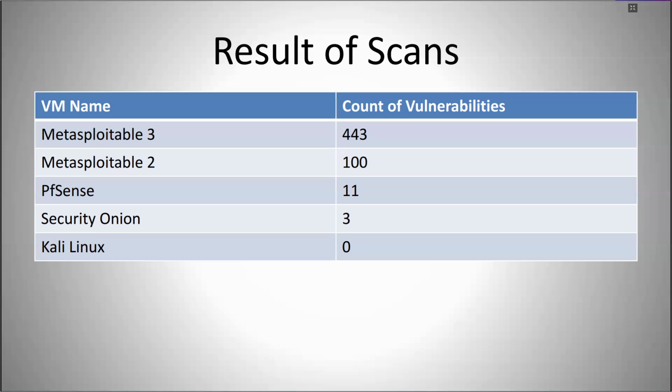As we can see on this screen, the Metasploitable 3 has the highest number of vulnerabilities with number 443. Followed by Metasploitable 2, which is 100, and pfSense is 11, Security Onion 3, and Kali Linux is 0.